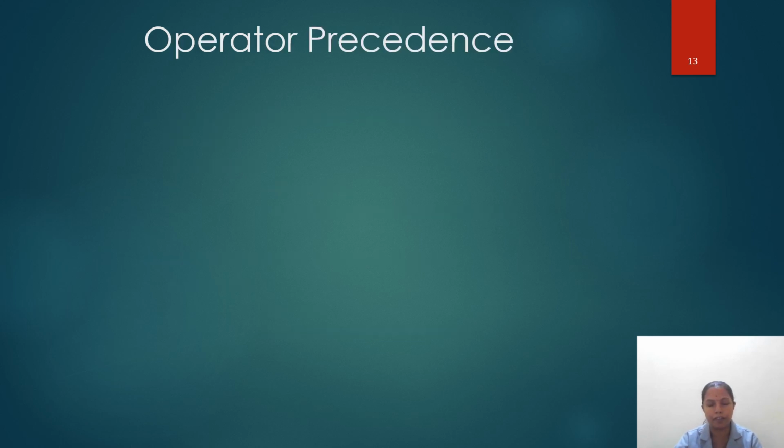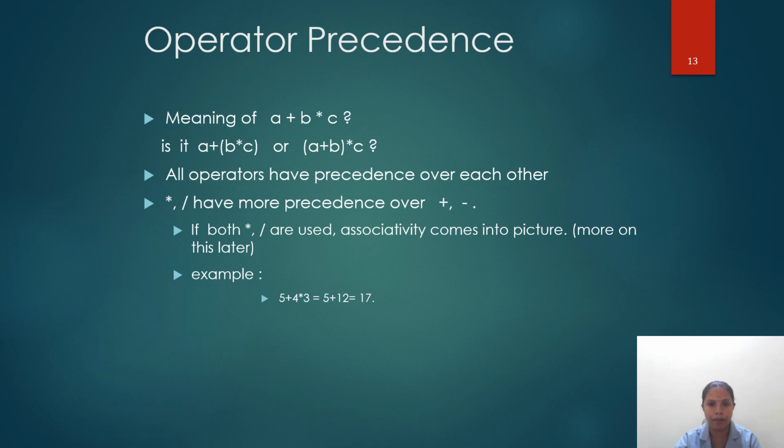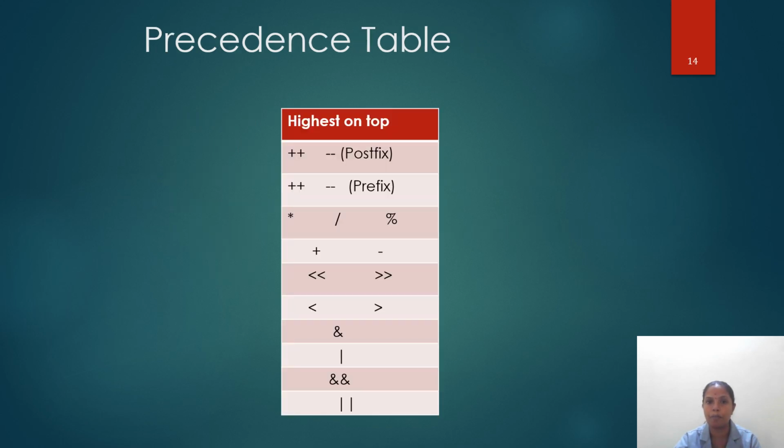Among the operators, we importantly see operator precedence. Operator precedence is important for all operations. All operators have precedence over each other. Asterisk and slash have more precedence than plus and minus. The associativity applies to asterisk and slash first, then goes to plus and minus. For example, 5 plus 4 into 3: first we calculate 4 into 3, then we calculate 5 plus 12 equal to 17. This is operator precedence.